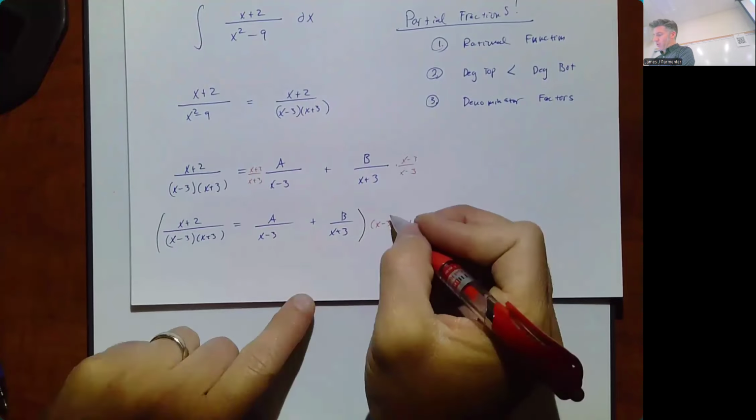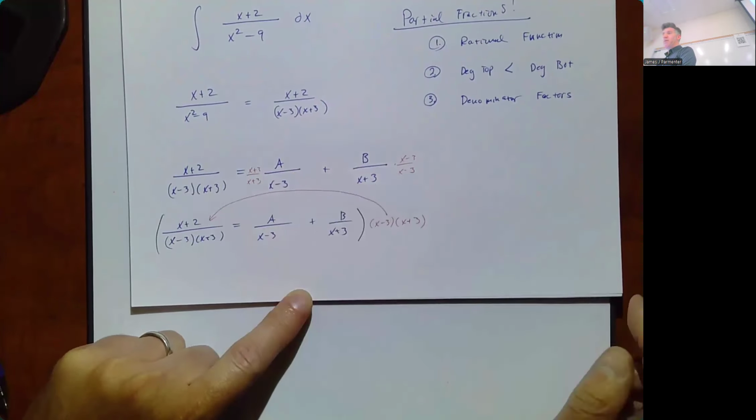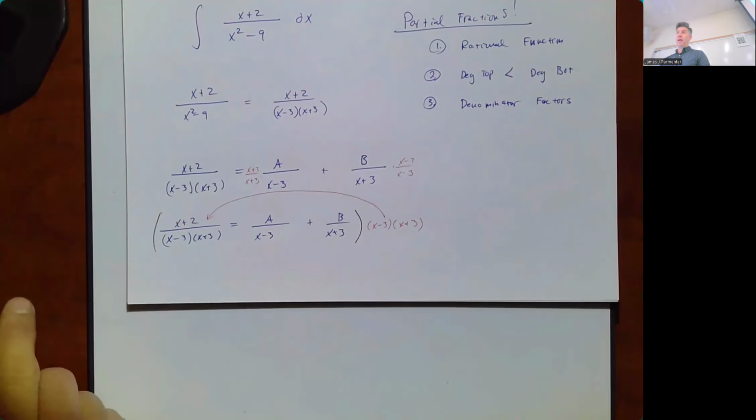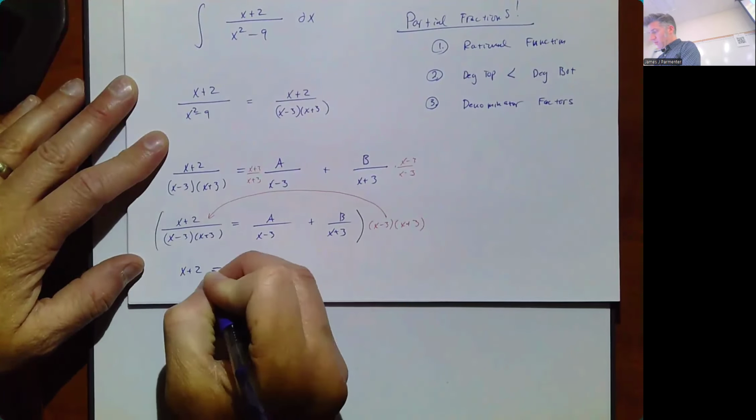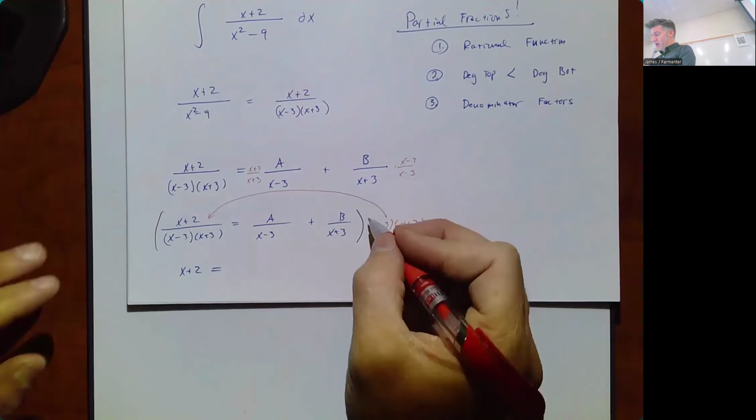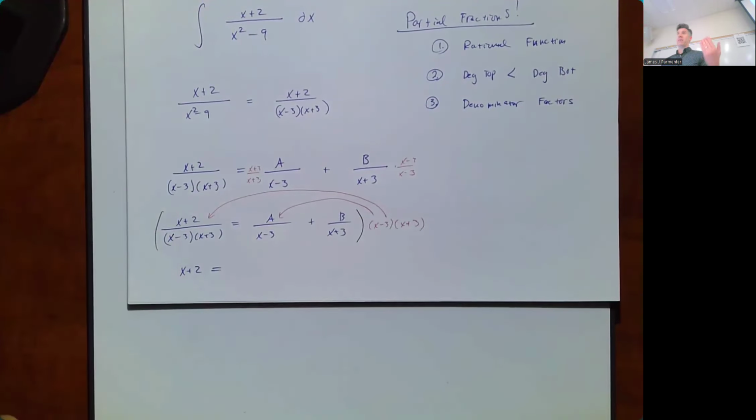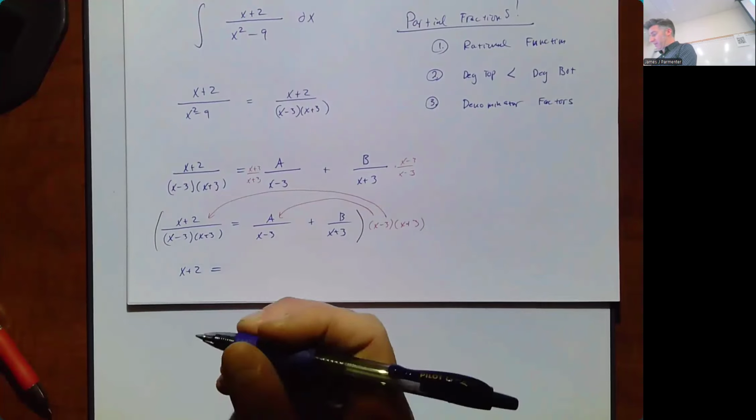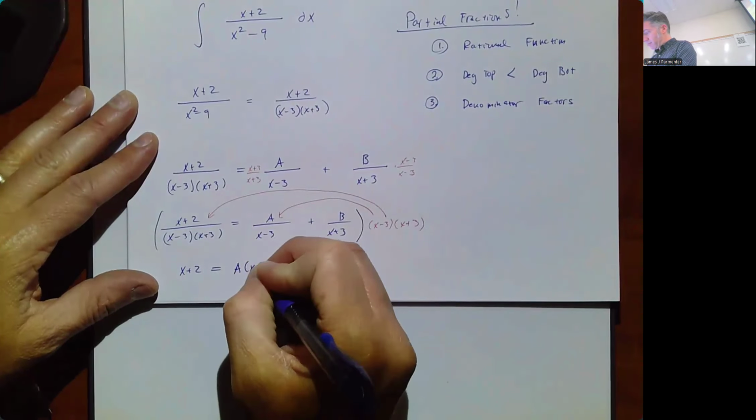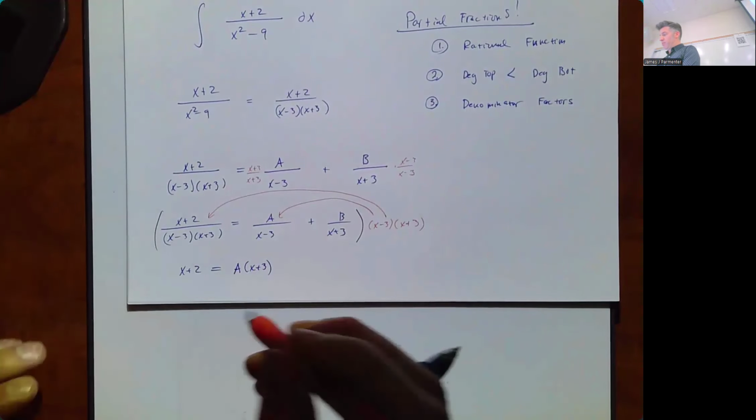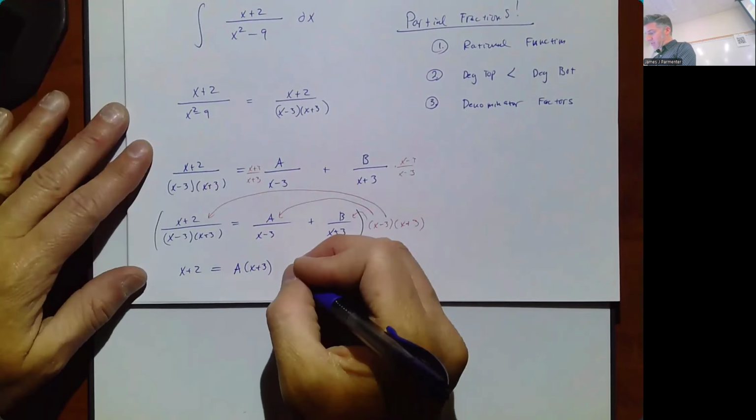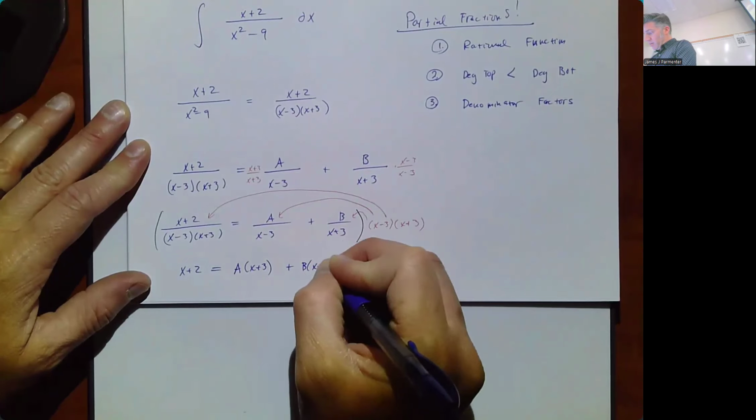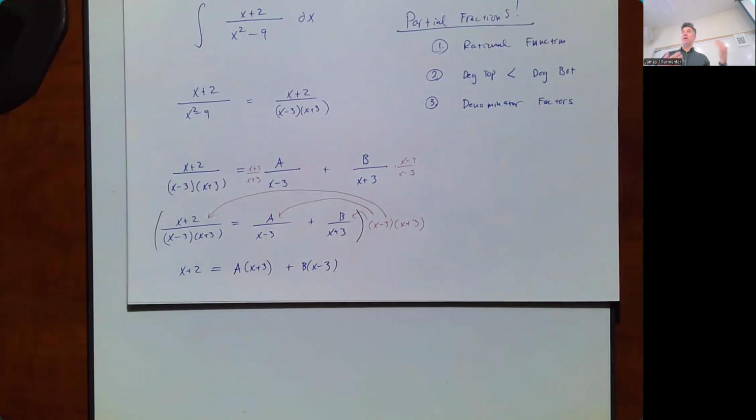When you multiply this all the way to the thing on the left, denominators cancel, and we just end up with x plus 2. When you multiply it to the A over x minus 3, the x minus 3's cancel, and you're left with A times x plus 3. And similarly, when you multiply it by the B over x plus 3, the x plus 3's cancel, and you're left with B times x minus 3. When you do this, you shouldn't be left with any denominators.